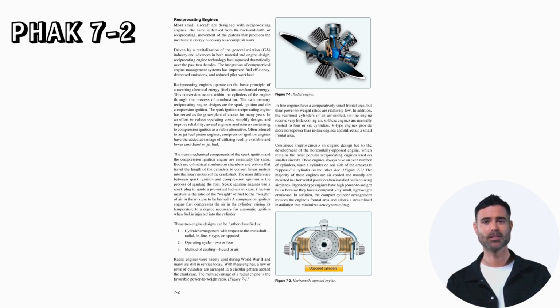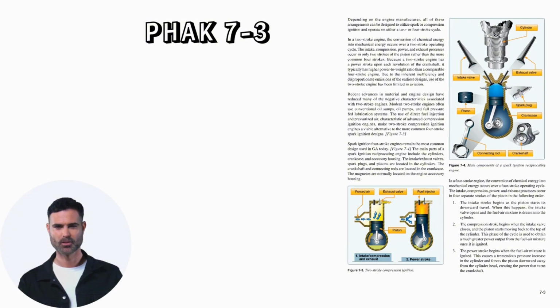The majority of these engines are air-cooled and usually are mounted in a horizontal position when installed on fixed-wing airplanes. Opposed-type engines have high power-to-weight ratios because they have a comparatively small, lightweight crankcase. In addition, the compact cylinder arrangement reduces the engine's frontal area and allows a streamlined installation that minimizes aerodynamic drag. Depending on the engine manufacturer, all of these arrangements can be designed to utilize spark or compression ignition and operate on either a 2- or 4-stroke cycle.